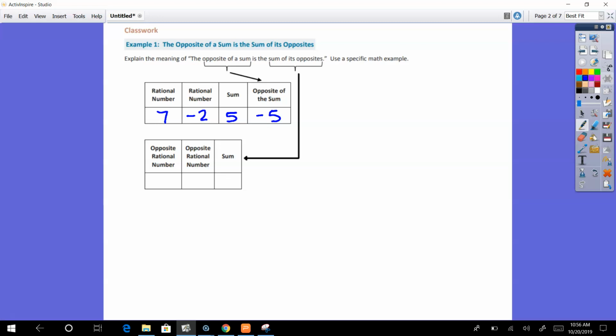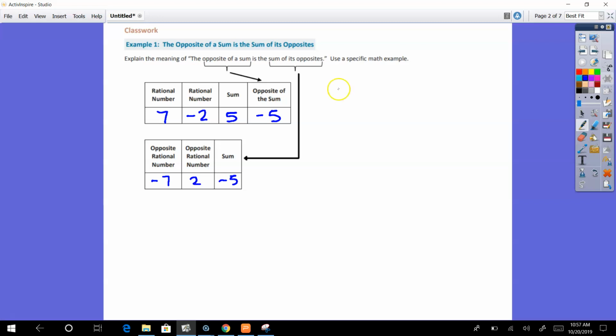So then we're taking the opposite rational number. So we had the rational number 7. The opposite of that is -7. And the opposite of the other rational number, which would be +2. And their sum would be a -5. So the opposite of a sum is the sum of its opposites. So we're taking the opposites of the numbers and we're getting that sum.